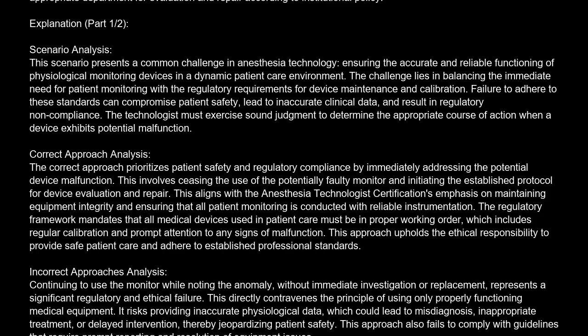Incorrect approach analysis. Continuing to use the monitor while noting the anomaly without immediate investigation or replacement represents a significant regulatory and ethical failure. This directly contravenes the principle of using only properly functioning medical equipment. It risks providing inaccurate physiological data, which could lead to misdiagnosis, inappropriate treatment, or delayed intervention, thereby jeopardizing patient safety. This approach also fails to comply with guidelines that require prompt reporting and resolution of equipment issues.